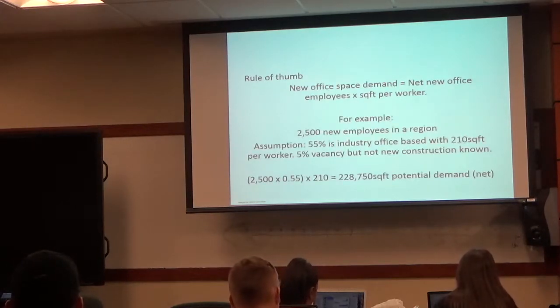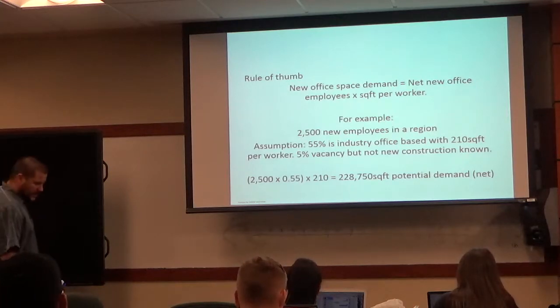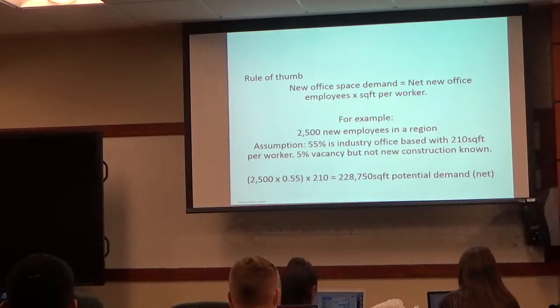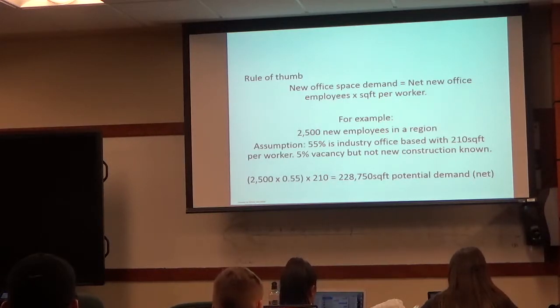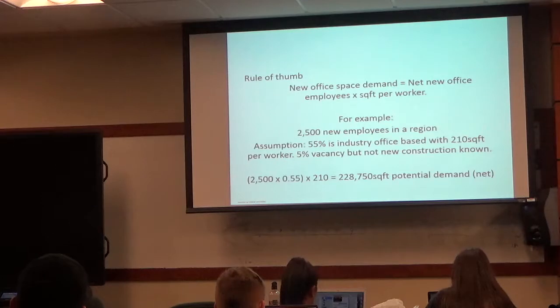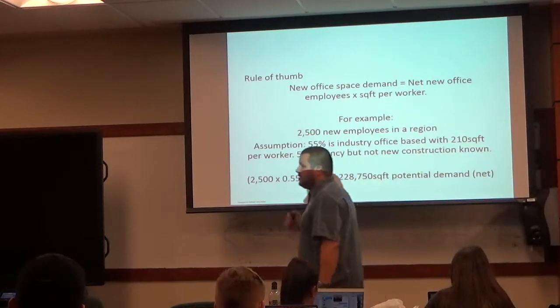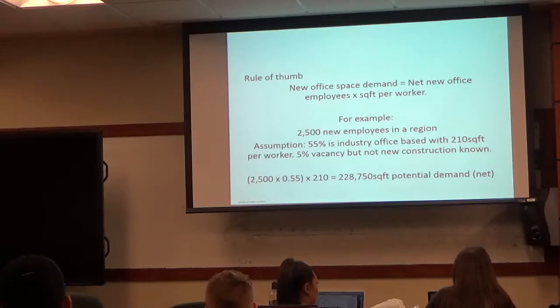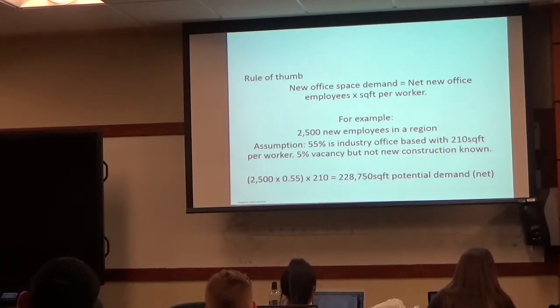This is a mathematical example. How would we actually compute new office space? We would take the estimation of new employees for the type of office space in question to come in. Now in this example, let's say 2,500 new employees come into a region. Right now we assume that the specific type of office is using 210 square foot per worker. That's some rule you have to calculate. And then you basically run this through the simple equation here, and then say you find just about 230,000 square foot in that region.